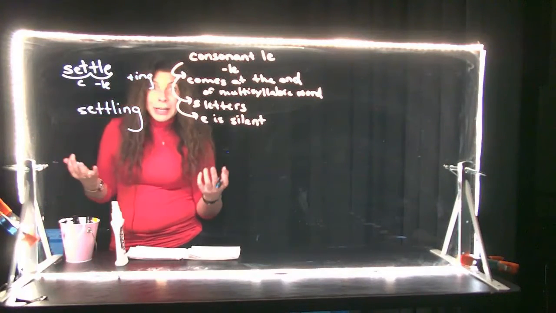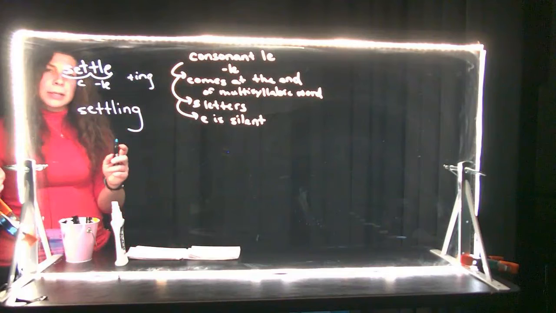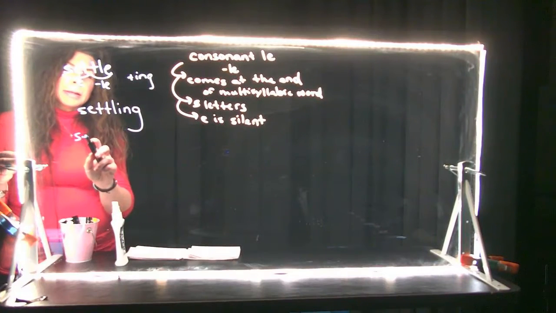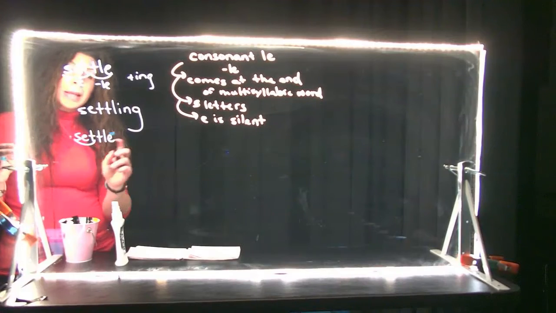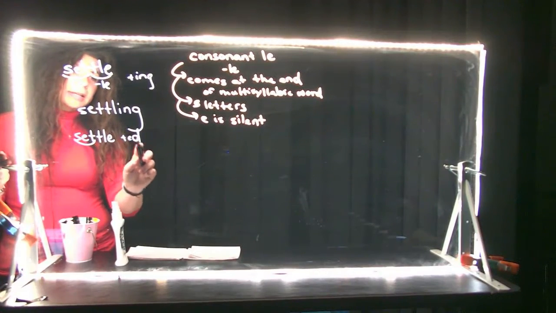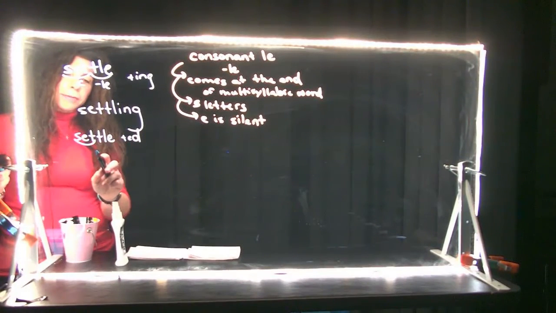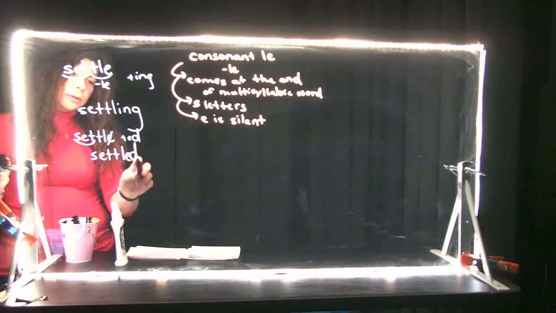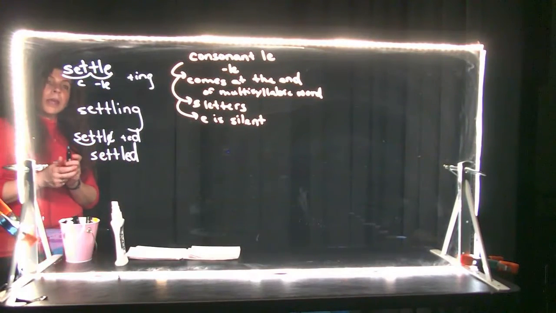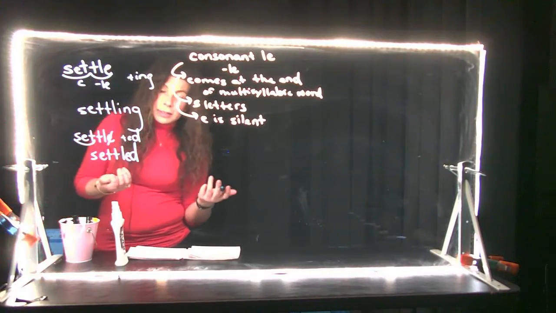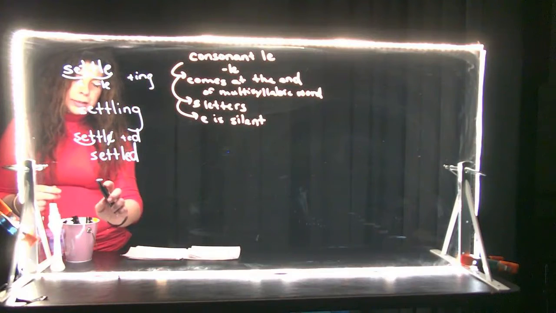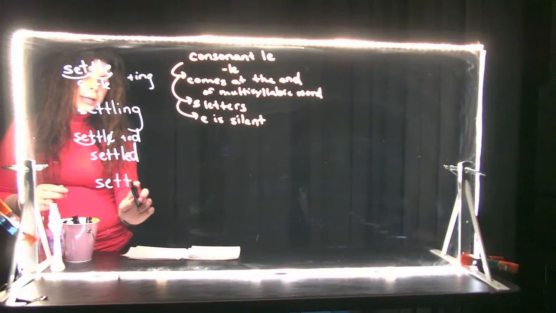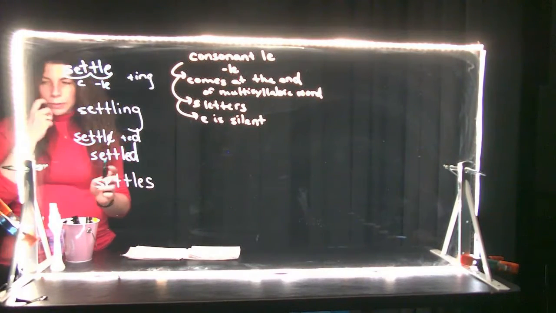If you want to say the pioneers settled out west, settled, settled. That's my base word. They settled out west. I'm going to add that ed. I'm not going to add two e's. I'm going to drop that final e, right? So it's going to be settled. If you're adding a consonant suffix, settles, she settles out west, then of course you keep that e.